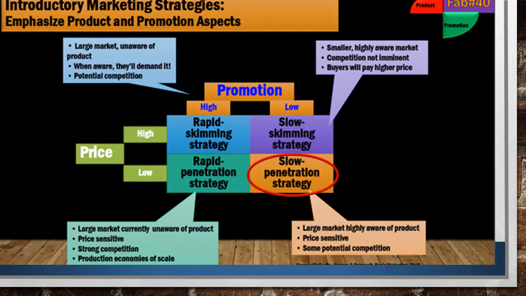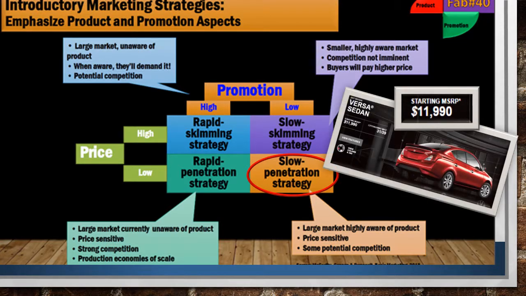Finally, a slow penetration strategy is the intersection of a low-priced product with low promotion. Nissan essentially does this with their bargain product, the Versa. The market is very large and they're very aware of the product. Nissan doesn't heavily promote the Versa because they'd rather people buy an Altima or a Maxima, except they really want them to buy a crossover or an SUV. So the Versa is there, it's cheap, and it isn't heavily marketed. Slow penetration.